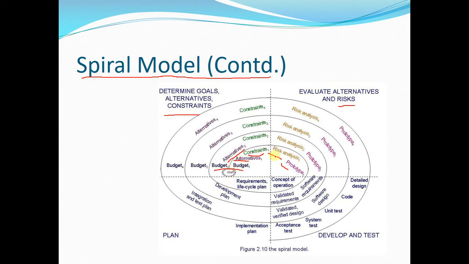So at the end of the first iteration we come up with the concept of operation. So concept of operation is like a feasibility report. At the end of the first iteration we just get the feasibility report, whether it is doable or not, and then the same cycle and same iteration is followed in the second phase, and we come up with the requirements, validated requirements. So all the steps are the same as for other projects, we just add these iterations.